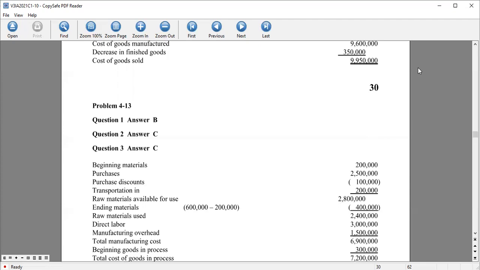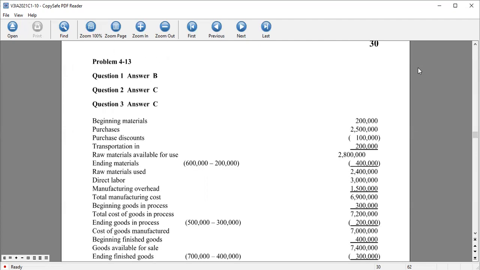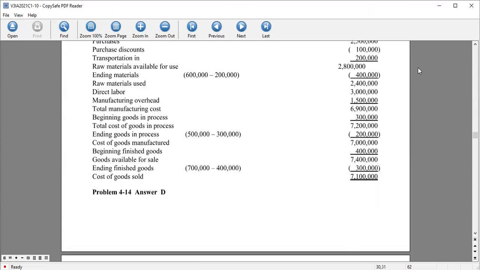So total manufacturing cost, and we have now the beginning goods in process for 300,000 for the beginning, and the difference 7.2 million, the total cost of goods in process, then deduct the ending goods in process, deduct 200,000, we now get cost of goods manufactured of 7 million, then beginning finished goods to be added, and ending finished goods to be deducted. So finally, we have the cost of goods sold. Now, please study very well. Problem number 13. It's quite different, no, from the rest. So, what are the answers now?